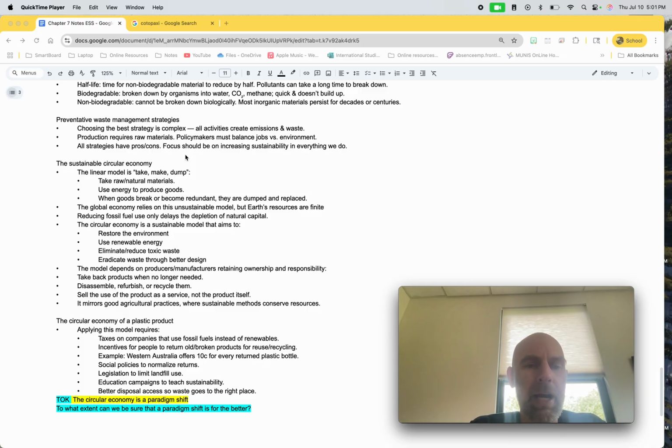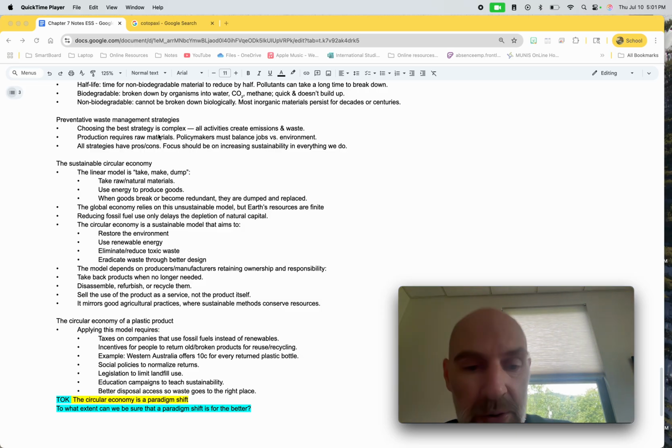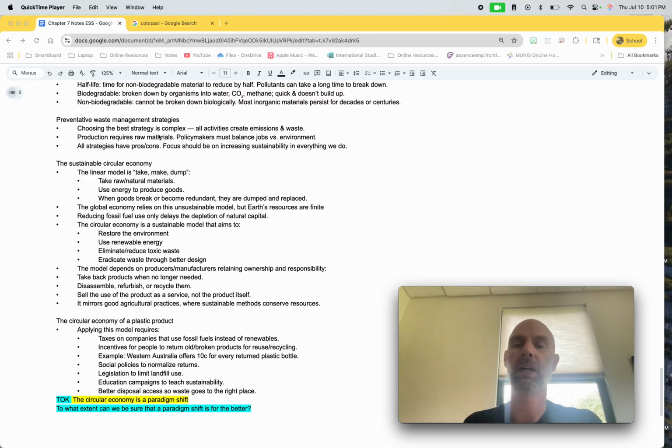It mirrors good agricultural practices where sustainable methods conserve resources. So, the circular economy of a plastic product. Applying this model requires taxes on companies that use fossil fuels instead of renewables. Therefore, fossil fuels become much more expensive. Incentives for people to return old broken products for reuse, recycling. Got to figure out a way to really do that, though.